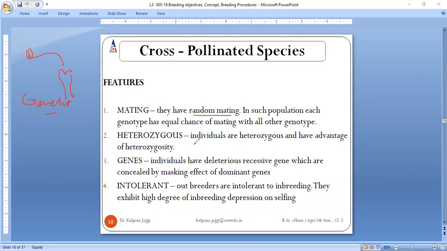That means individuals, very important, individuals here are heterozygous, and we cannot call them true breeding lines. Their progeny produced here is going to be very different from the parental one. In self-fertilization, gene fixation was very much confirmed. Here, gene fixation is not confirmed. So individuals have deleterious recessive genes, and outbreeders are intolerant to inbreeding. They will show a high degree of inbreeding depression if they are selfed. It means if one heterozygous variety is crossed with the same heterozygous variety, it is going to give you expressions of inbreeding depression, right?